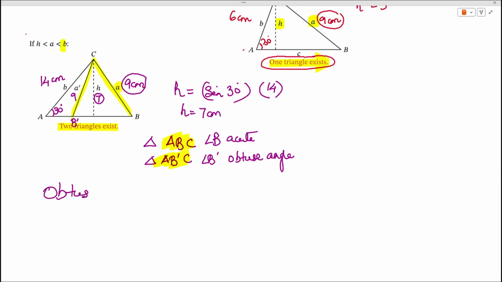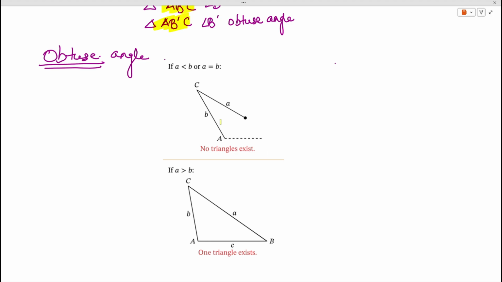Now, what if the given angle is an obtuse angle? We have taken all the conditions previously where the given angle was an acute angle. If it is an obtuse angle, then the criteria is simple. So in the first situation, we've been given angle A, which is the obtuse angle. We've been given the side opposite to it, and then one more side is given to us. Now over here, we just need to compare the side A and the side B.